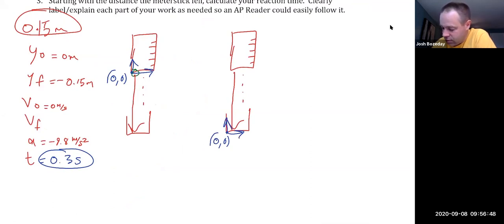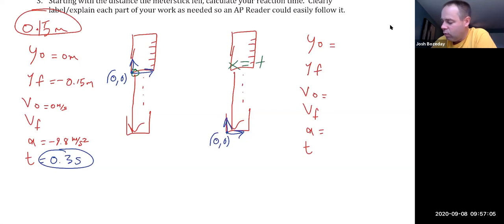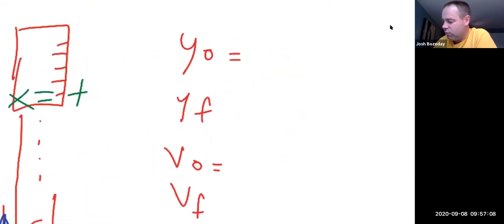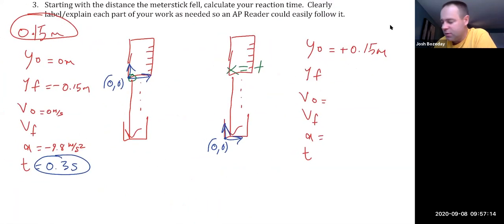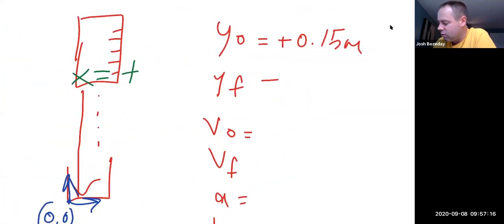Grab these, copy and paste them over here. Then here's how our variables would look now. Well, now, where does the ruler start? It does start up here at positive 0.15. So the initial position of the ruler is positive 0.15 meters. The final position of the ruler, now it ends at a position of 0, so the final position is 0 meters. The initial velocity is still 0 meters per second.